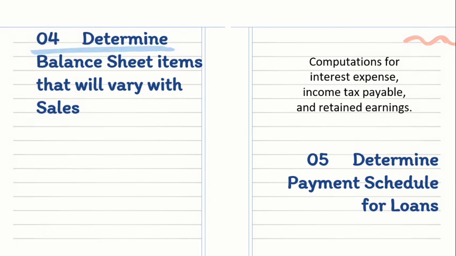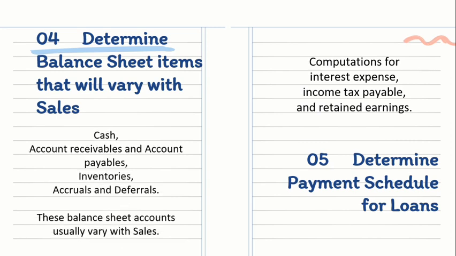Fourth, we need to determine balance sheet items that will vary with sales. So, cash, receivables, payables, inventories, accruals, and deferrals, kanang mga accrued expenses, kanang mga deferred expenses. So, these accounts usually vary with sales.